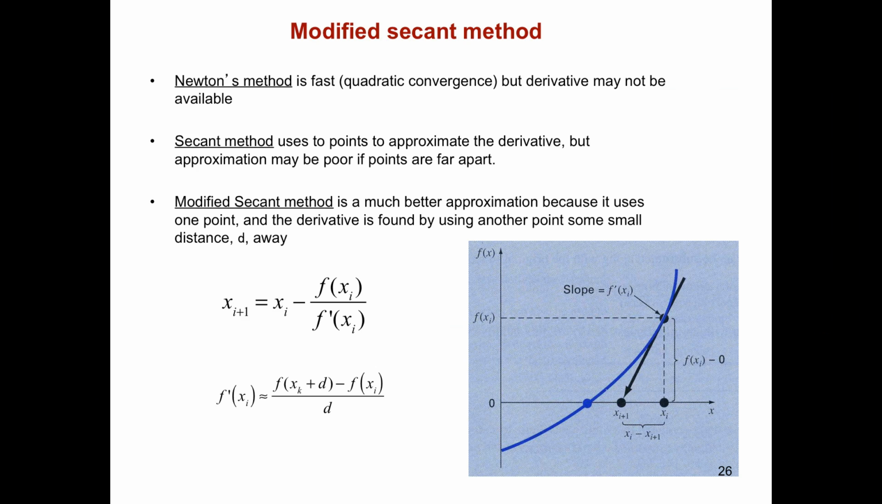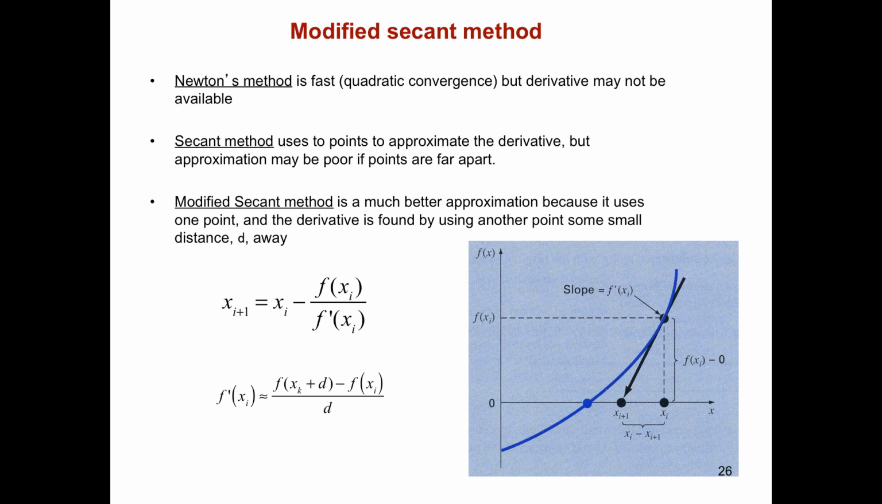All right. Finally, there's one more modification, and we could keep going on and on. A lot of these methods don't always work; there's no method that works all the time. So that's why we need to have a lot of options. One more option, in order to evaluate f prime, is to evaluate f of x_k plus some small value d, minus f of x_k, divided by d. It's just an approximation to f prime, so that's a modified secant method.